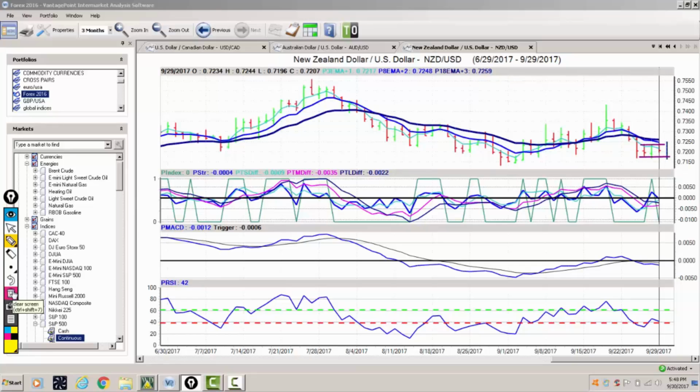So an interesting week ahead, to say the least, with potentially some very good opportunity.